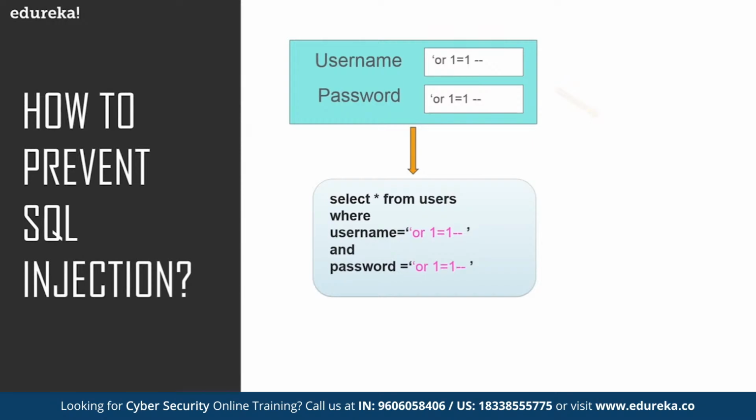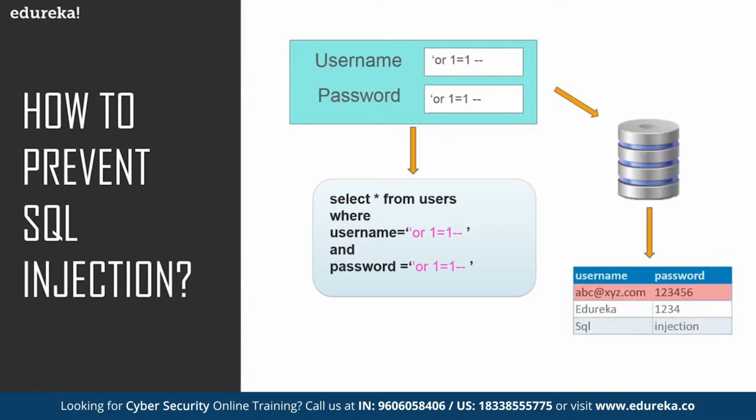So when you use the bind parameter, even if you give this malicious string as the input, it is sent to the database as a string. It is compared and cross-checked with the username and the password in the database table. And because there is no match, the login will be unsuccessful. This is one way you can prevent SQL injection.